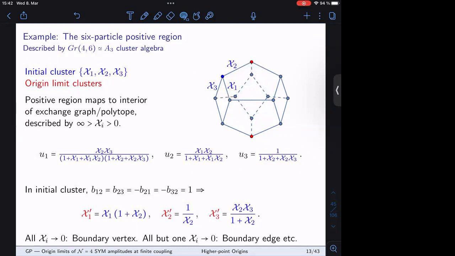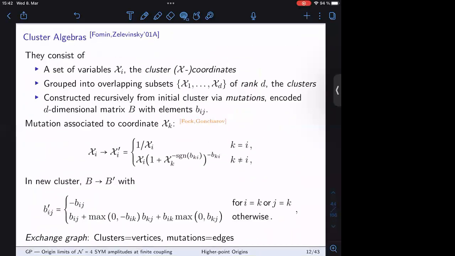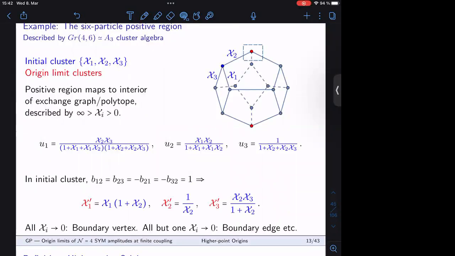This is a cluster, a collection of variables, which is essentially a coordinate frame at the boundary of the positive region. And edges correspond also to mutations. If I start from this cluster and I mutate X2 with the rule I have over here, then I arrive at a new cluster, and I therefore obtain the coordinates of a new parametrization of the positive region and of all its boundaries. So cluster algebras provide you all possible parametrizations of this region of positive kinematics constructively. You start from one and you obtain all the rest for free.